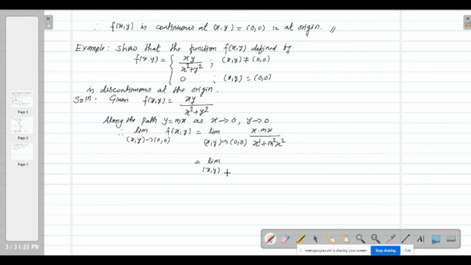Limit x comma y tending to 0, 0 gives m by 1 plus m square. Yes, just listen. m by 1 plus m square. In the numerator it is x square times m directly, and in the denominator I am taking x square common, so this becomes 1 plus m square. So x square will cancel, and you will have the limit as m divided by 1 plus m square. Okay. If I take m equal to 1, the limit will be 1 upon 2. If I take m equal to another value, you will get a different value. So the limit depends on m. Here the limit is not unique.